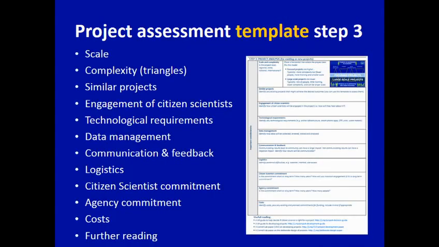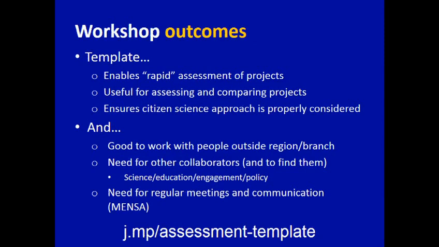And the third part is assessing the individual parts of the project, like the engagement of scientists, how you engage citizen scientists, what technology is required, what the logistical requirements are, how much commitment you need from citizen scientists. We held a workshop yesterday and worked through the template with about 20 people, and we found that it does enable people to do a rapid assessment of a citizen science project. You should be able to fill this out in 15 or 20 minutes.